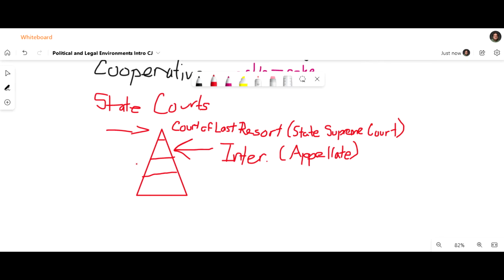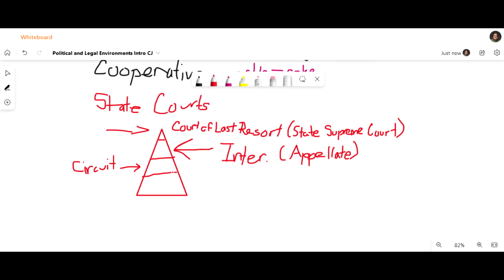Then there tends to be circuit or district courts. Our circuit courts are this next tier down. These are the larger area groups. These are the kind of like trial places. Let me take a breath.